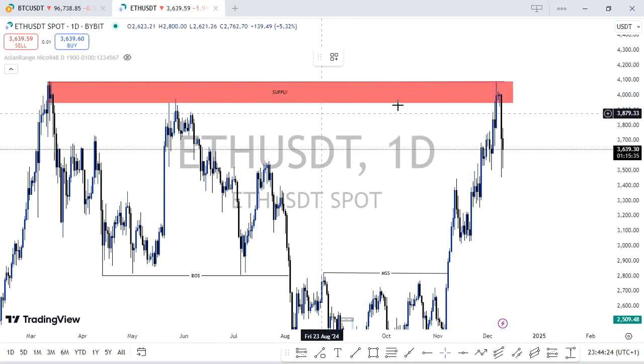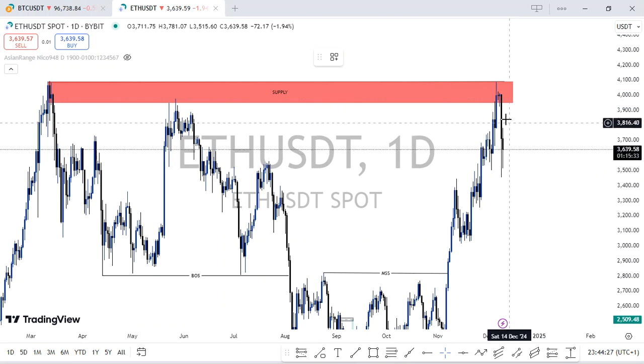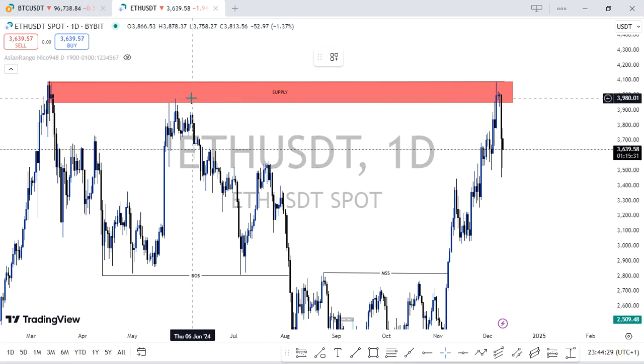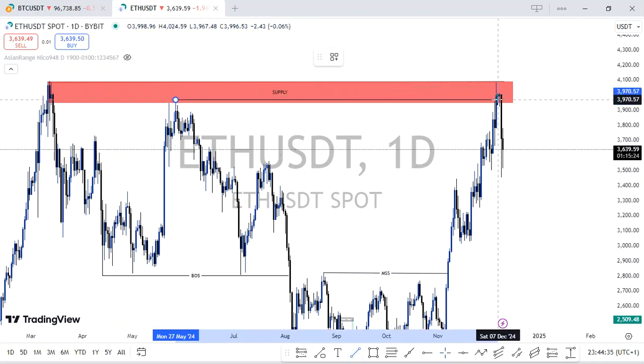Price reached this supply region before selling all the way down, before taking a major sell. And then you can see that it took liquidity here at this point. Price took liquidity.